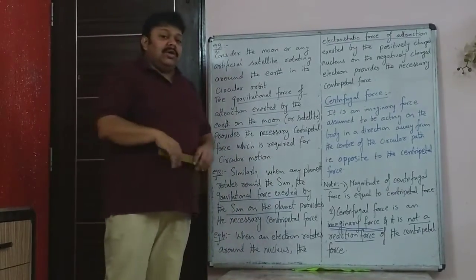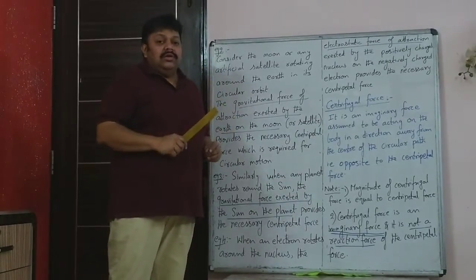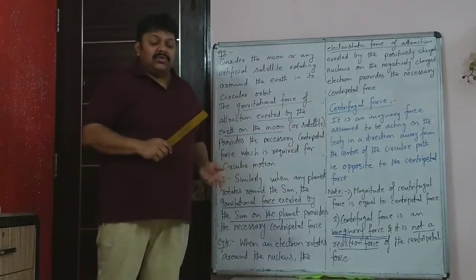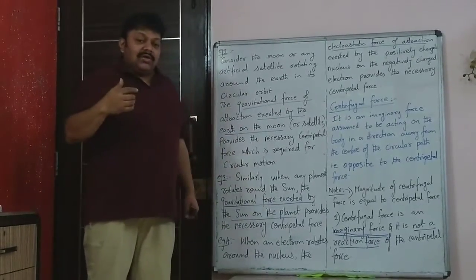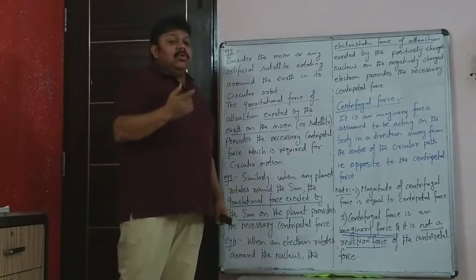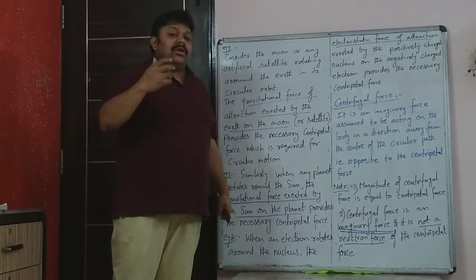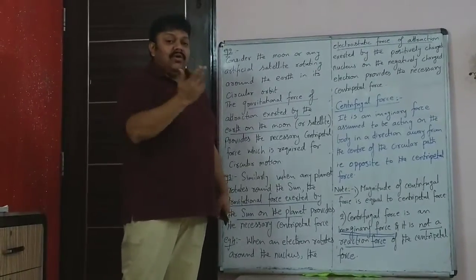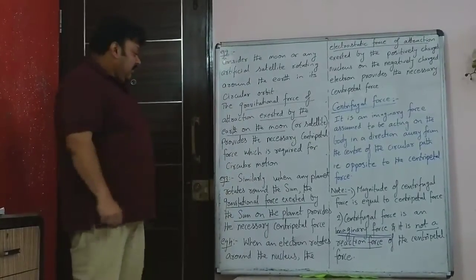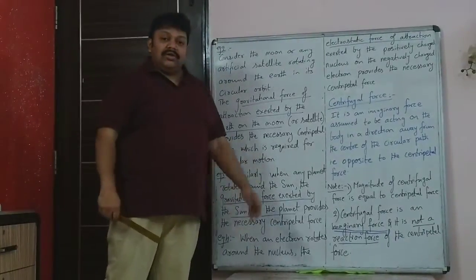So question can be asked, a satellite is rotating around the earth. What is the centripetal force? So you will have to say the gravitational force of attraction exerted by the earth on the moon or on that satellite provides the necessary centripetal force which is required for rotation of the satellite around the earth. Same way, it could be a planet that rotates around the sun.